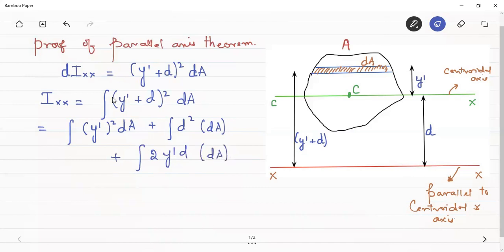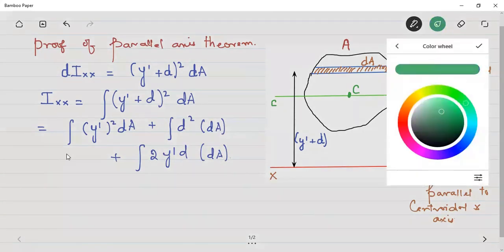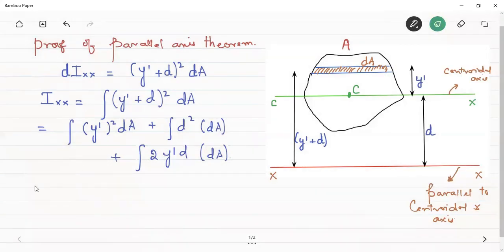So what I have done here is I have just evaluated this expression, (a plus b) whole square, and I have then broken this integral into three integrals. Now let's see one by one what each integral represents. So see the first integral. The first integral is equal to the integral of y dash square dA.